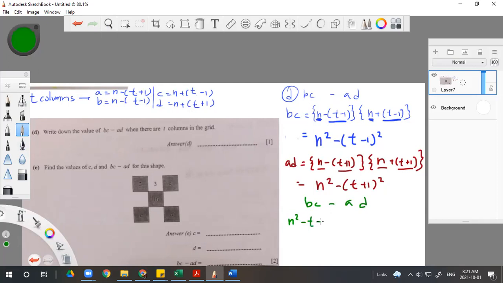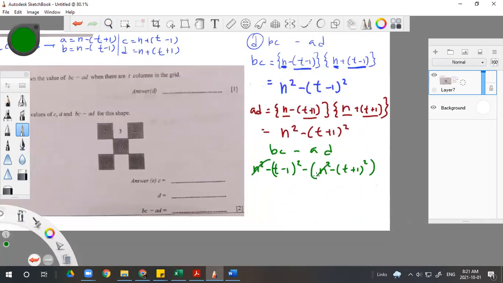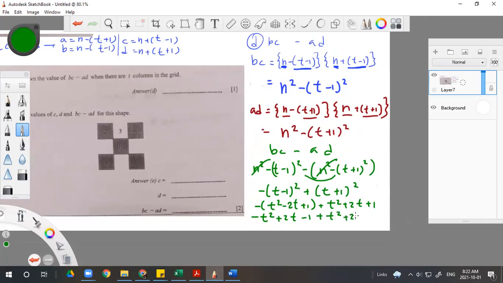So BC minus AD: N square minus T minus 1 bracket square, subtract N square minus T plus 1 bracket square. Right? So N square minus N square disappears. The remainder is negative T minus 1 square, minus and minus become plus. Careful, there are so many signs here. T plus 1 bracket square. Open the bracket: T square minus 2T plus 1 plus T square plus 2T plus 1. Then open the bracket again: minus T square plus 2T minus 1 plus T square plus 2T plus 1.